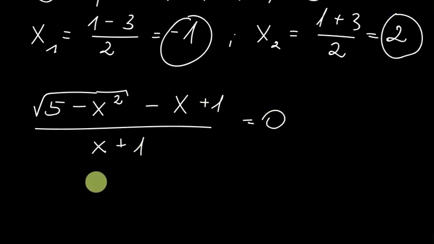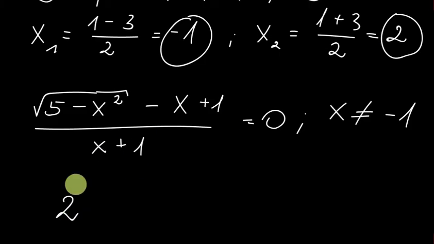However, x can't be minus 1, because if I put minus 1, our denominator will be 0. So our answer is 2.